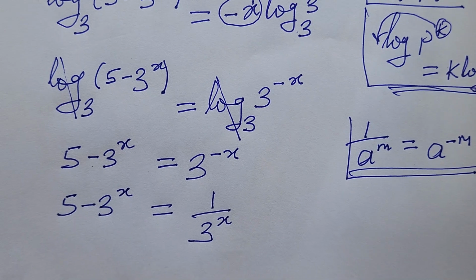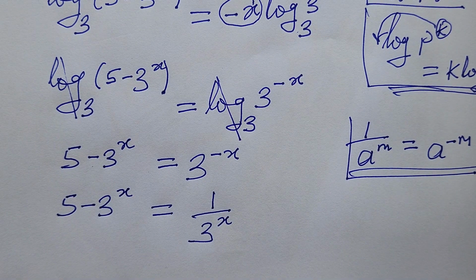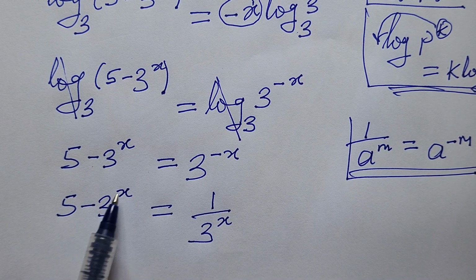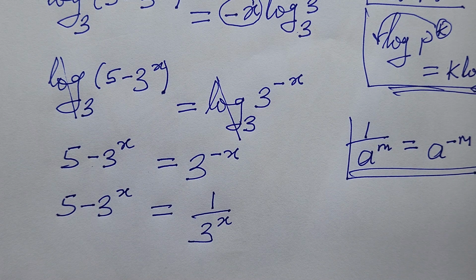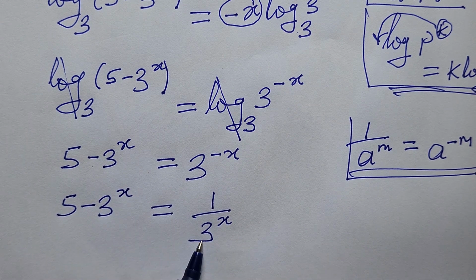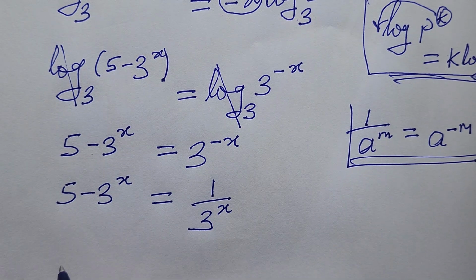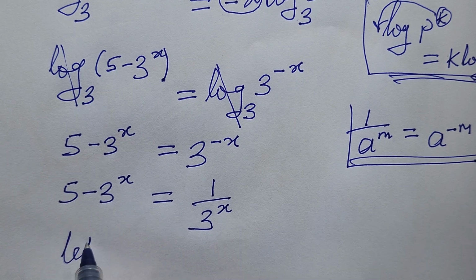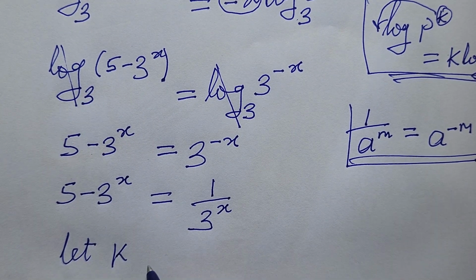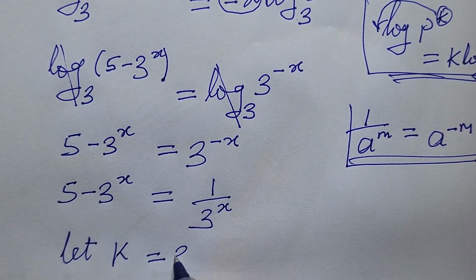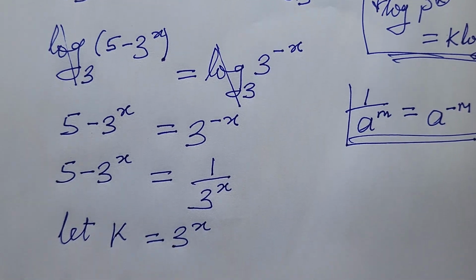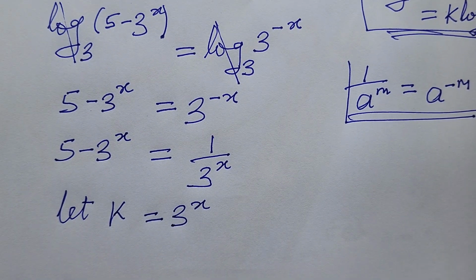What is the essence of doing this? Why are we doing this? Because here we're having 3 to the power of x already. Now we have 3^x here and we have 3^x here. Here we can bring in another letter to represent what we have. So from here, let's do some substitution. Let's use the letter k to be equal to 3^x. So whenever we see 3^x, let's put in k in there.